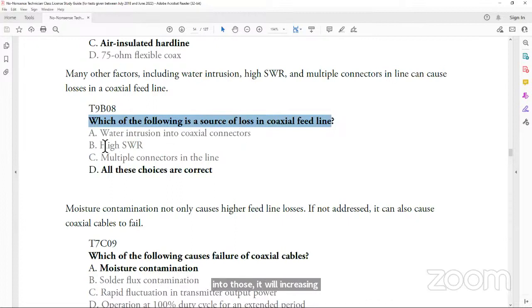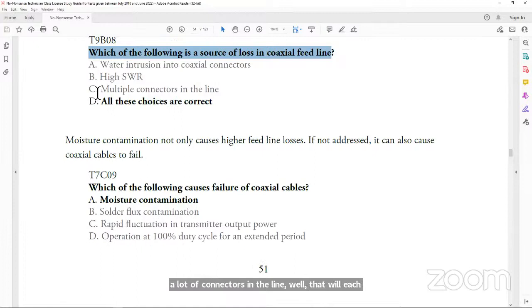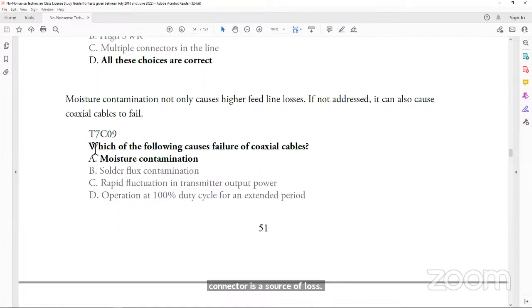If we have a high SWR, which we are yet to learn more about in the subsequent class, what SWR is, but if it's high, that will also cause a loss in the coax. And also, if you join cable using a lot of connectors in the line, well, each connector is a source of loss. So all of these are correct.